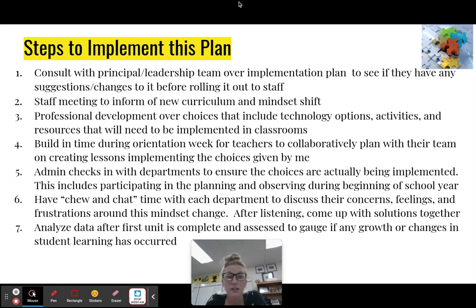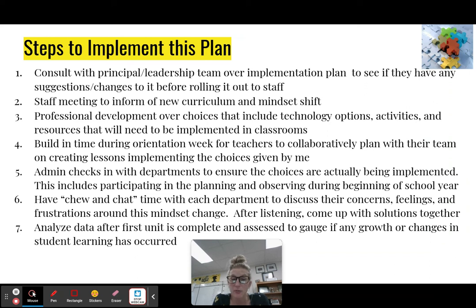you the steps with to see if they have any suggestions or changes that I should make before rolling it out to staff. And then I'm going to have a staff meeting to inform them of the new curriculum and mindset shift and all the choices they're going to have in this approach. Then I will have professional development, professional learning over the choices that include technology options, activities, resources that will need to be implemented in the classrooms.